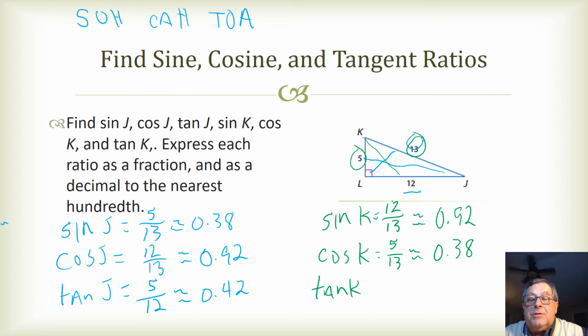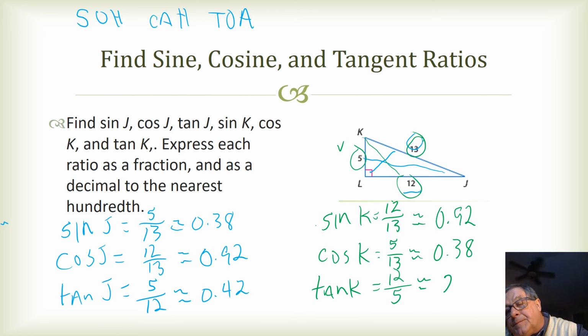And then lastly, the tangent of K. So tangent, TOA. Tangent is opposite over adjacent. Well, the side opposite K is 12. Side adjacent to K is 5. So this is going to equal 12 over 5. And let's see what that is approximately. 12 divided by 5 is 2.4. In fact, it actually equals 2.4.